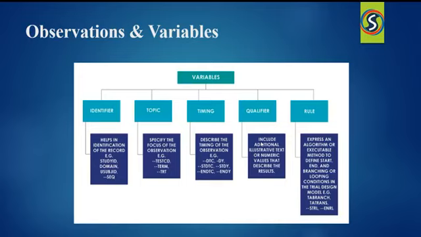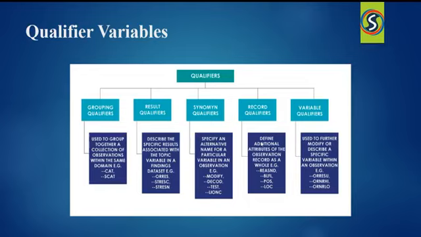The set of qualifier variables can be further categorized into five subclasses. Those are your grouping qualifiers, result qualifiers, synonym qualifiers, record qualifiers and variable qualifiers. Let's see them one by one. Your grouping qualifiers are used to group together a collection of observations within the same domain. Examples can include your category as well as subcategories.